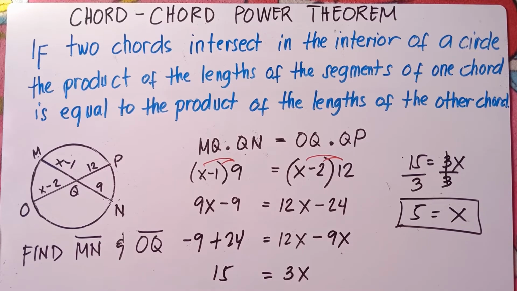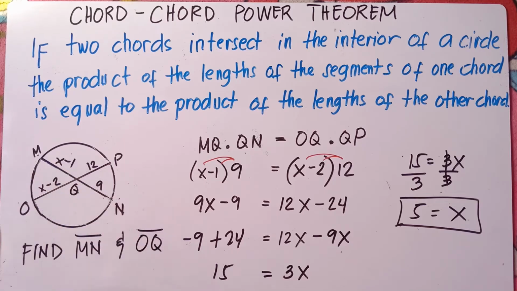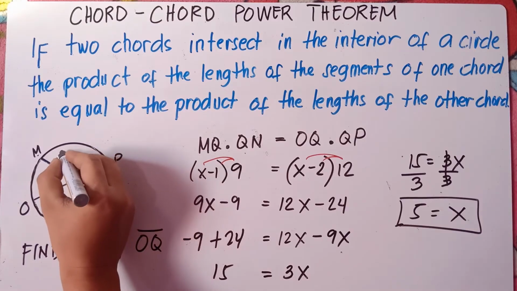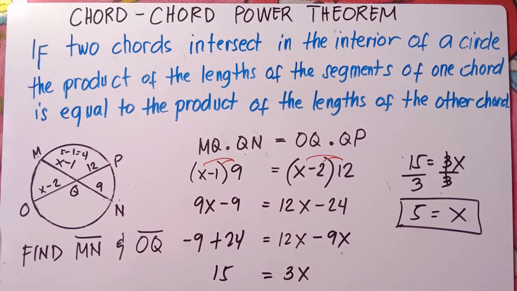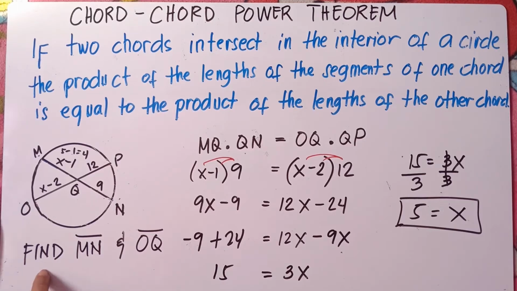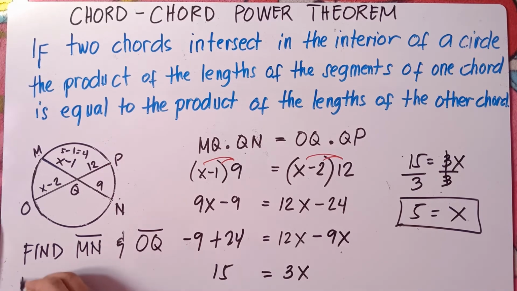Alright, so x equals 5. But that's not the question, because you are told to find the length of MN. If x is 5, then x minus 1 is 5 minus 1, which is 4. Then the length of MN is 4 plus 9, that would be 13. So MN is equal to 13.